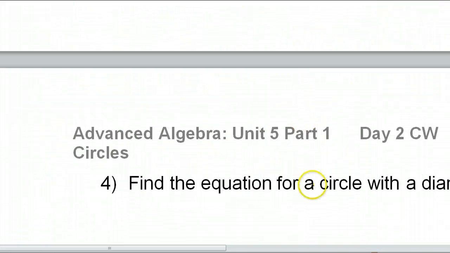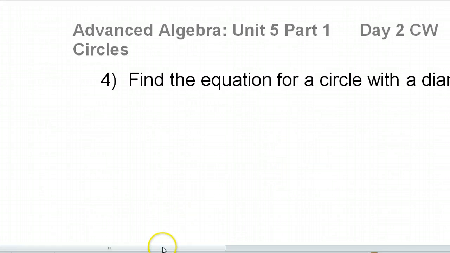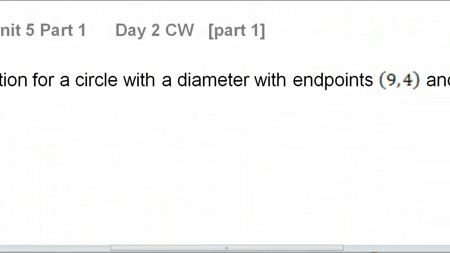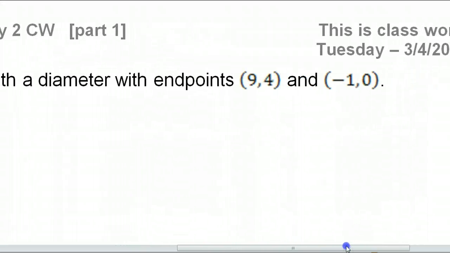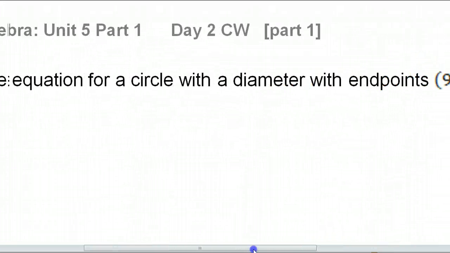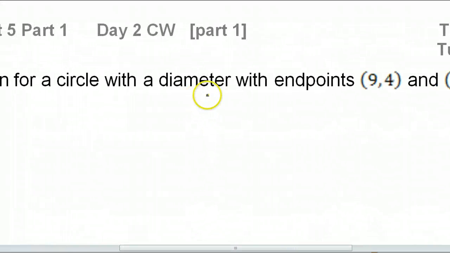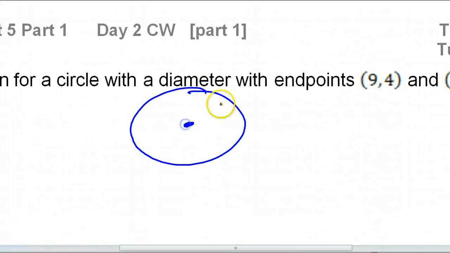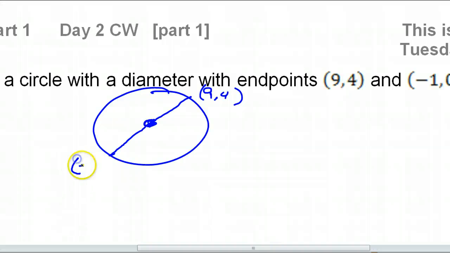Okay, stretching it out. All right, now we're on the back. Find the equation of a circle with diameter that has these endpoints. Okay, do you remember what the word diameter means? Total length. Right, diameter, like if this is the center, the diameter would be all the way across through the center. Okay, so let's see. So let's say this is 9 comma 4 over here, and let's say this is negative 1 comma 0 over here. What I really need is the radius to make an equation.